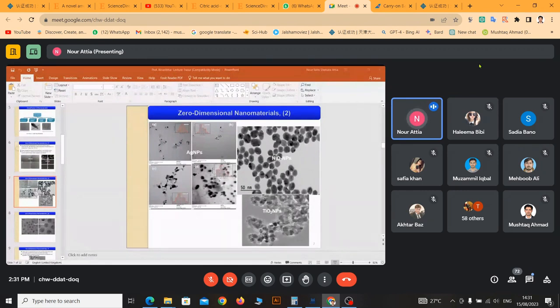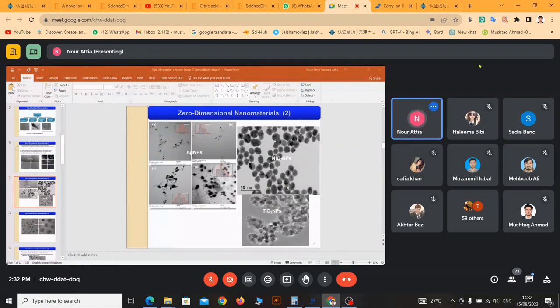This is an example. You see my slide number 7 right now. So we just saw the organic nanoparticles like polymer nanoparticles, polyvinylpyridine and polypyridine nanoparticles. Now we are going to zero dimension, but inorganic nanomaterials like silver nanoparticles, which are very, very famous, and titanium dioxide nanoparticles or nickel oxide nanoparticles, which you call magnetic nanoparticles. They also have different sizes.